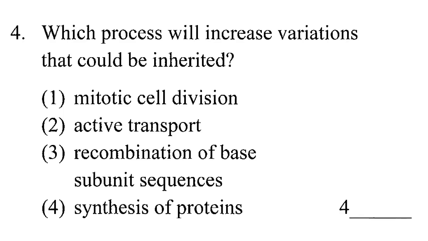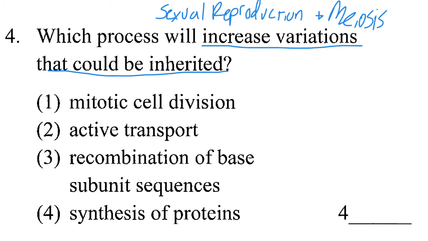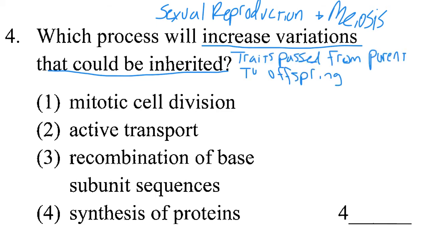Question 4. This one's a hard one. Which process will increase variations that could be inherited? So when I see increased variations, I'm thinking sexual reproduction and meiosis. And I know from the reading and notes that heritability means the passing of traits from parents to offspring. So let's go over the options. 1. Mitotic cell division.